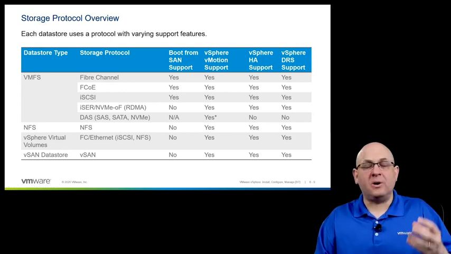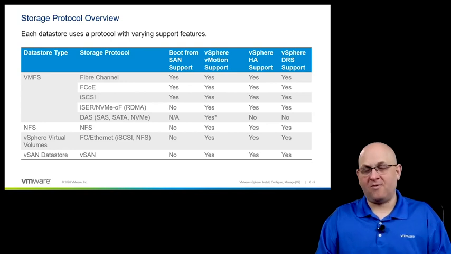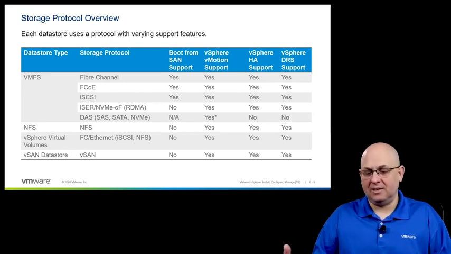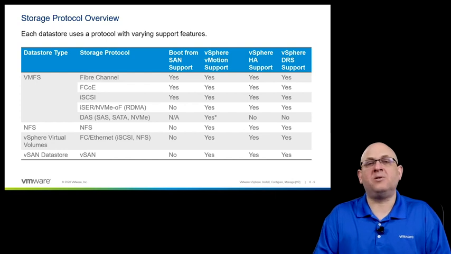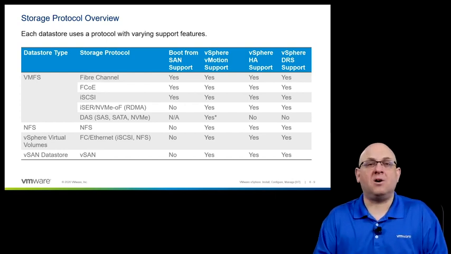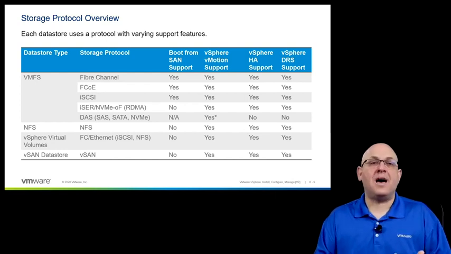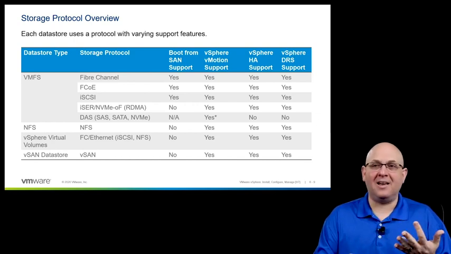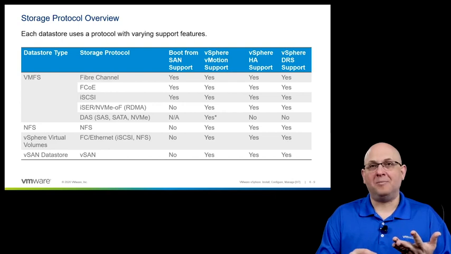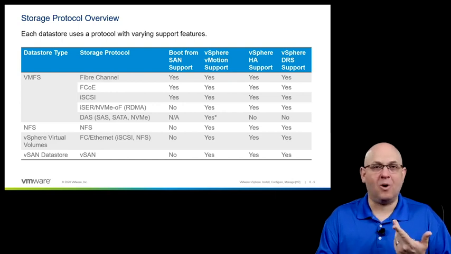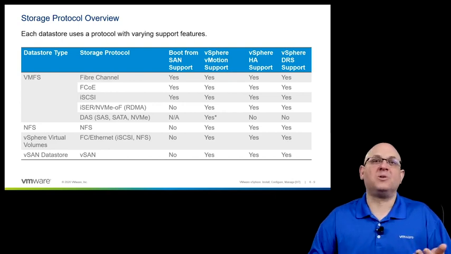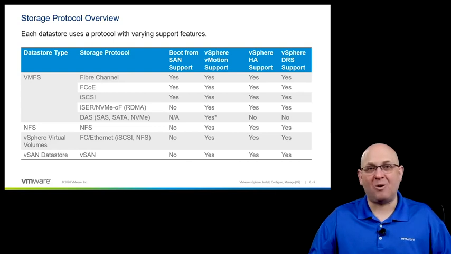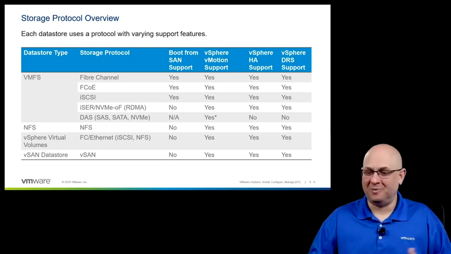In the case where we don't support direct boot from shared storage, all you'll need to do is provide another boot device on your ESXi hosts, whether that be a USB device, an SD card, an internal hard disk, or SSD, those sorts of things that we typically understand are boot devices in computers.